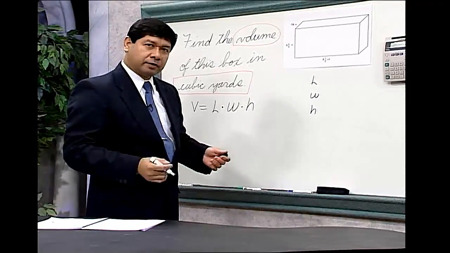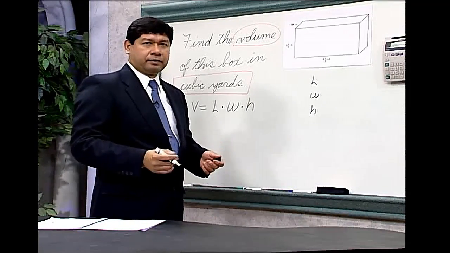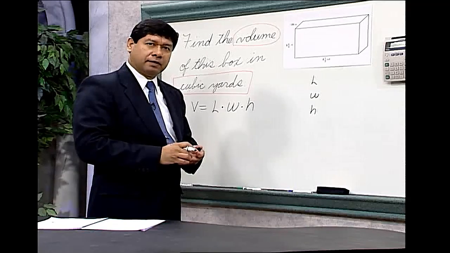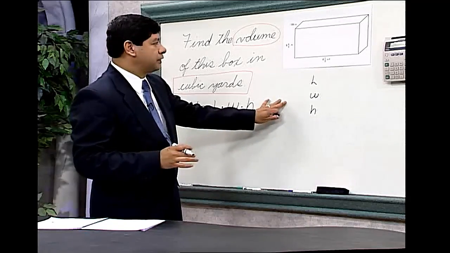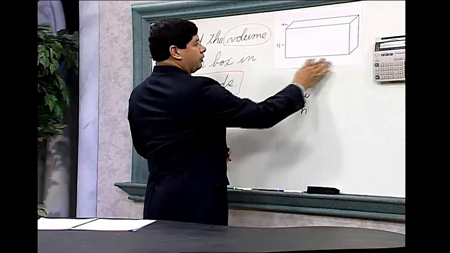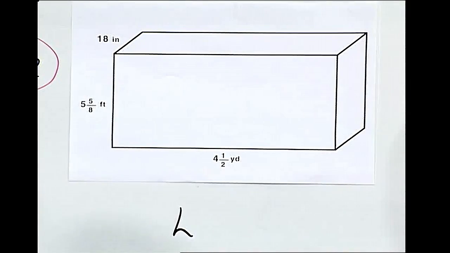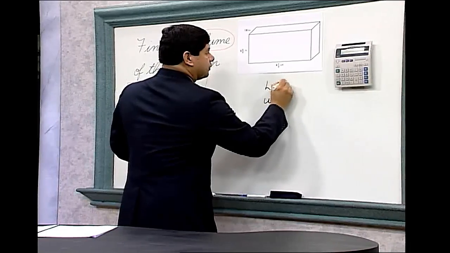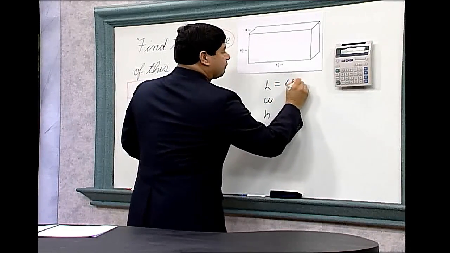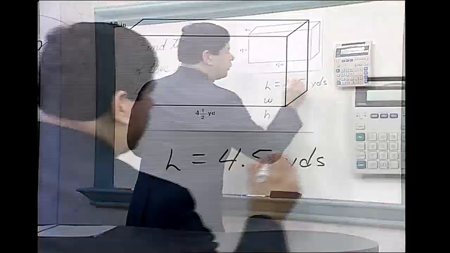And again, we have a calculator, but even if you didn't have a calculator, we know how to add, subtract, multiply, and divide. So this is still a very simple problem to do. Let's look at our length here. We know this is 4 1/2 yards. Well, we can write that as the length is equal to 4.5 yards.